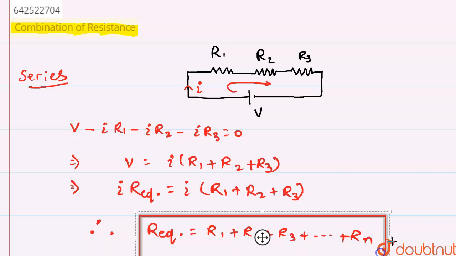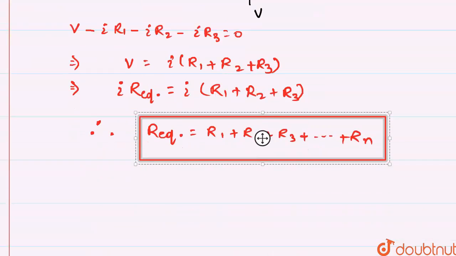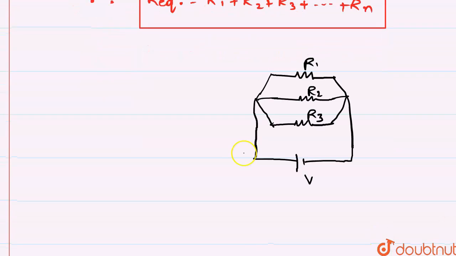Now we'll look at the parallel combination. In parallel combination the circuit will be like this. The voltage V will appear across all the three resistances, R1, R2 and R3, and this is the case of parallel combination. Let's say in R1 the current is I1, in R2 the current is I2, and in R3 the current is I3, and in the whole circuit the current is I.